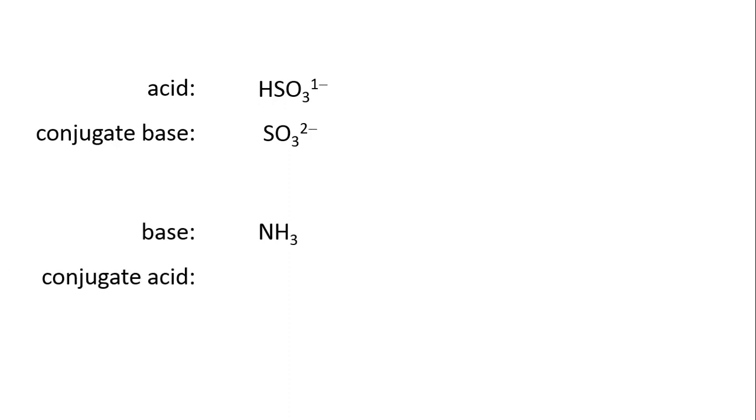If NH3 is a base, that means it will accept a proton, so its conjugate acid should have one more hydrogen and one more positive charge. The conjugate acid of ammonia is the ammonium ion. H2CO3 is an acid. After it gives away an H+, we have HCO3 1- remaining as the conjugate base.